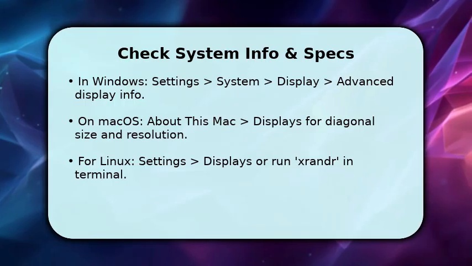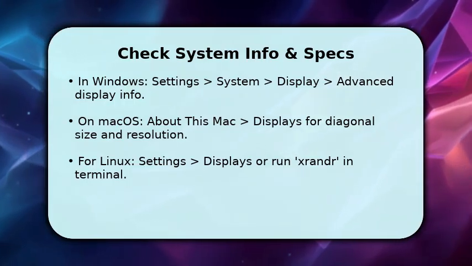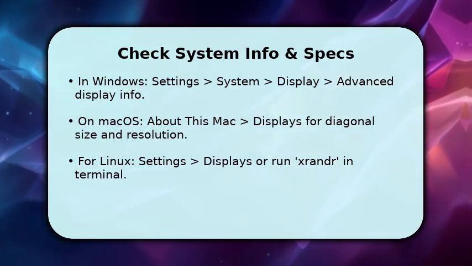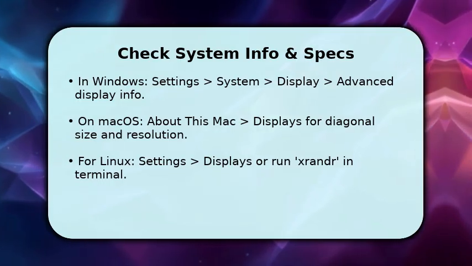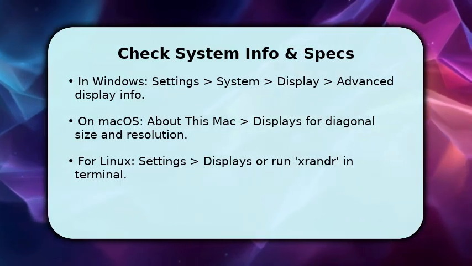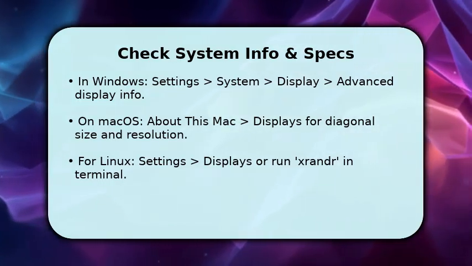In Windows, open Settings then Display and Advanced Display Info. On Mac OS, About This Mac then Displays. On Linux, use Settings or run Xrandr to list connected display modes.